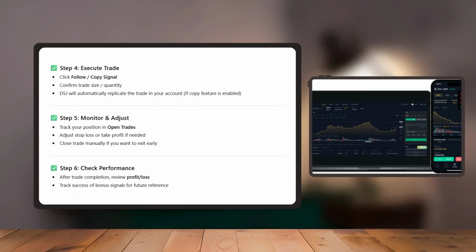Once the trade is complete, review your profit or loss. Keep a record of successful and unsuccessful signals to help you evaluate and follow bonus signals more effectively in the future. That's it.